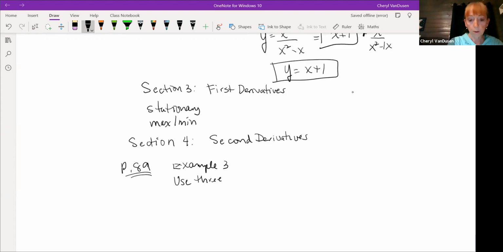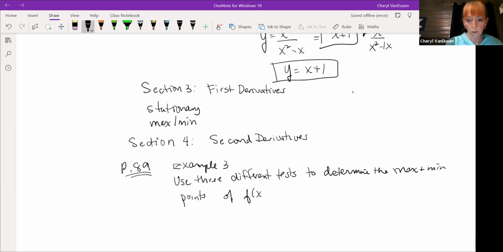I'm changing the example a little bit. Use 3 different tests to determine the maximum and minimum points of, and the equation is f of x equals 1/3 x cubed minus 1/2 x squared minus 6x plus 1.